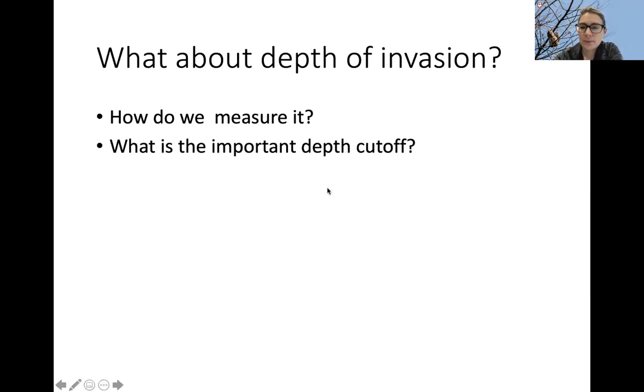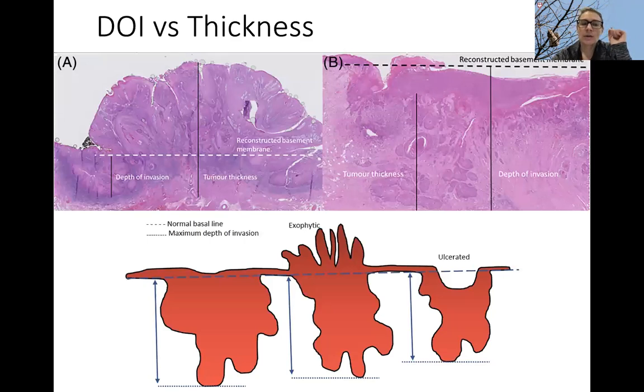So how do we measure depth of invasion, and what is the important depth cutoff? We already said about 3 millimeters in depth of invasion. So depth of invasion is different than tumor thickness. Tumor thickness is the entire tumor from top to bottom, regardless of where it starts and ends. Depth of invasion is measured only from the adjacent normal basement membrane to the deepest point of tumor invasion. Therefore, if this is an exophytic tumor, it is thicker than it is deep, all right?